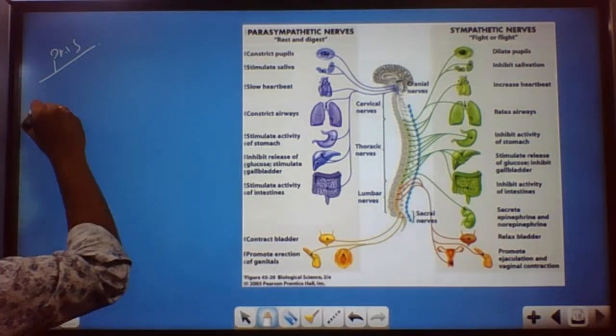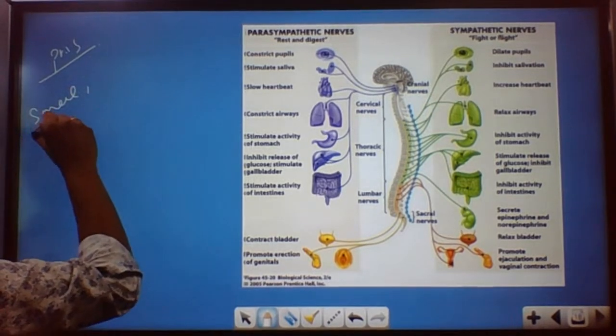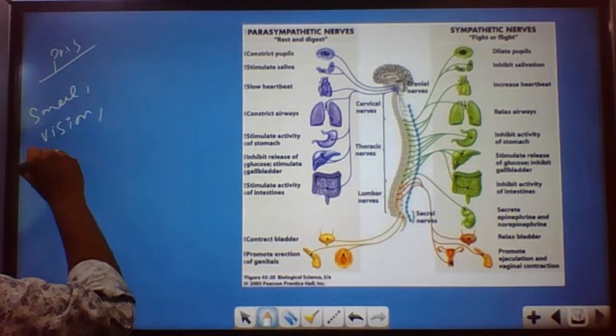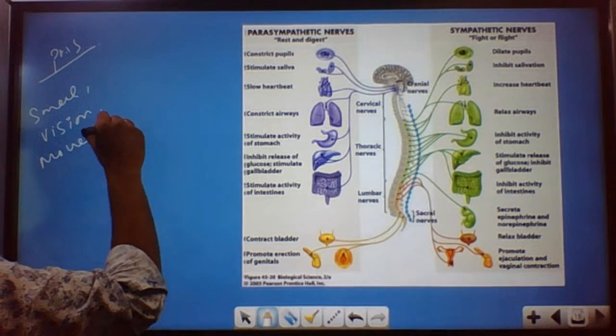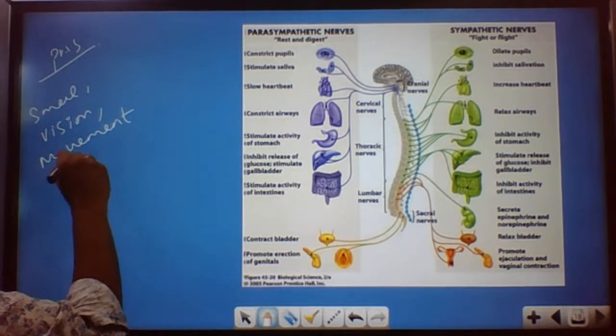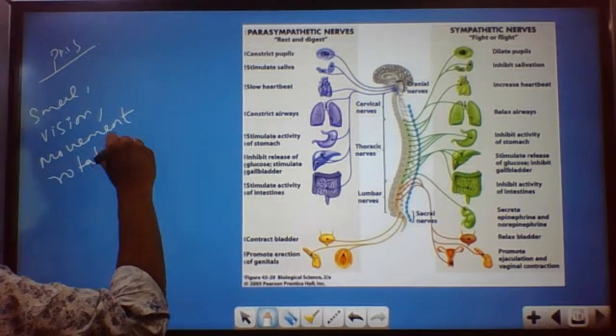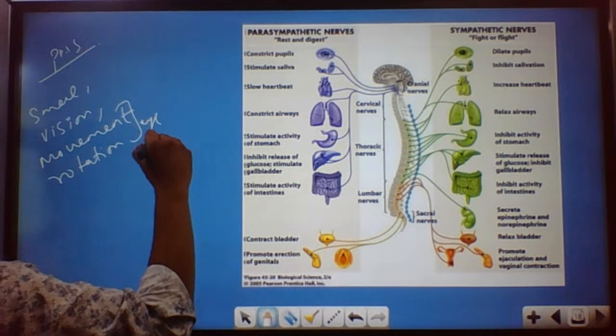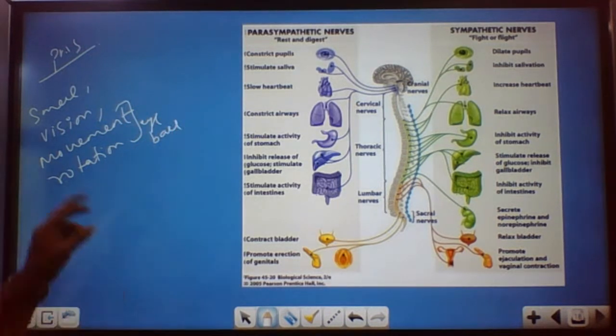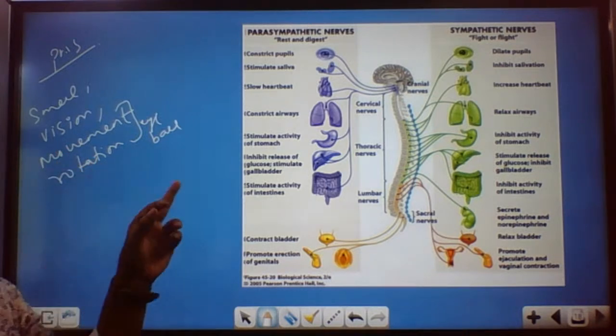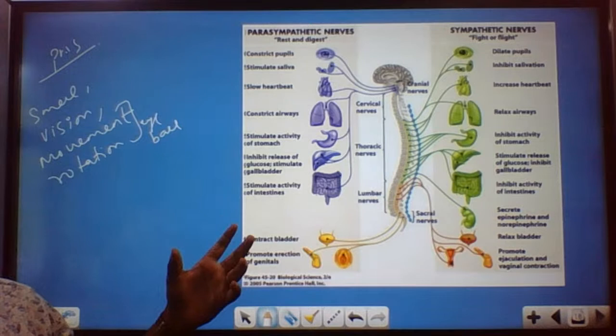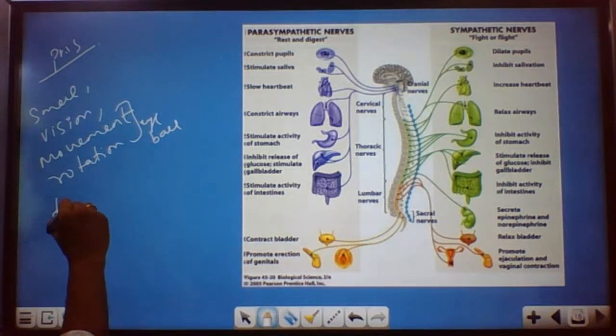Actually, it's usually for your vision and your movement, especially the movement and rotation of your eyeball. And also the tongue movement and the facial expression. These are also some of the main functions.